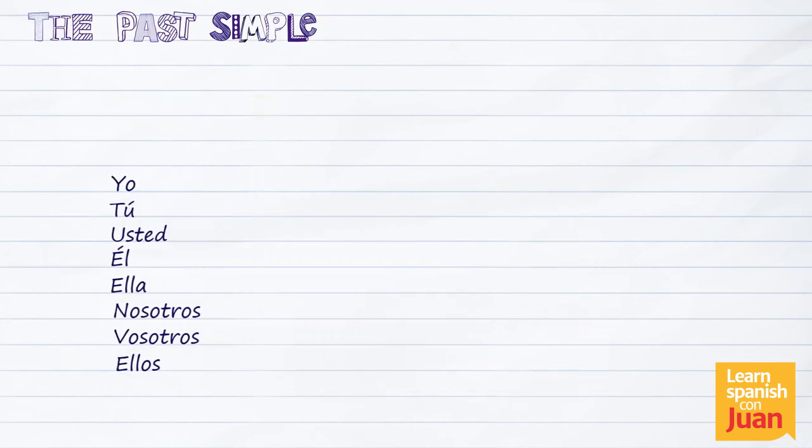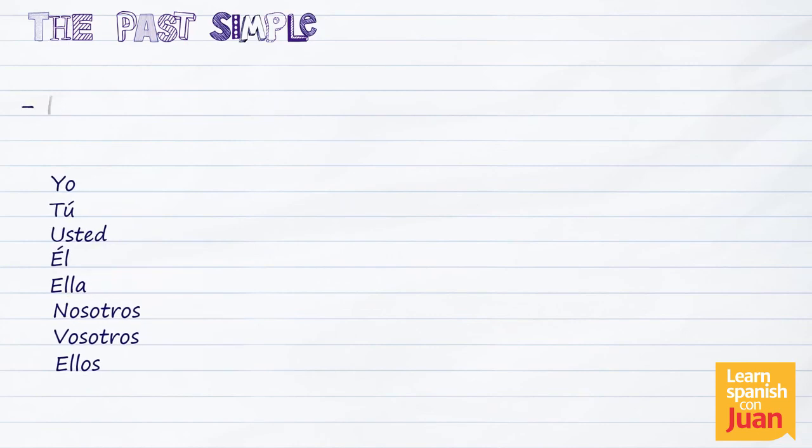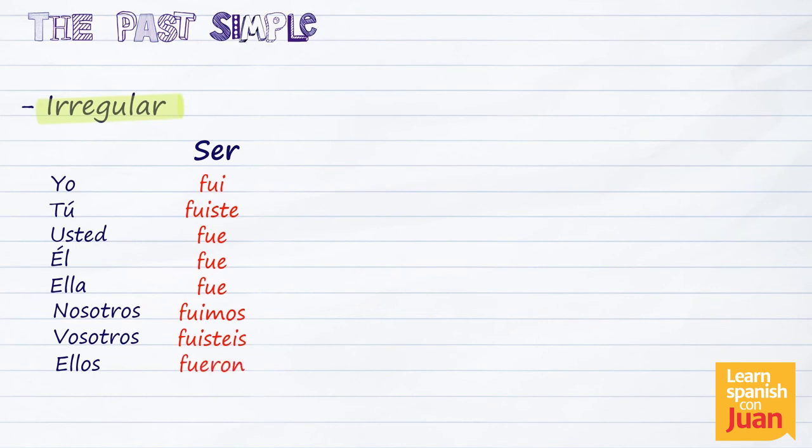And finally, let's finish with the verbs that are completely irregular. The good news, they are only three. Ser: fui, fuiste, fue, fuimos, fuisteis, fueron. Ir: fui, fuiste, fue, fuimos, fuisteis, fueron. No, it's not a mistake. They are exactly the same. Easy, isn't it? Dar.